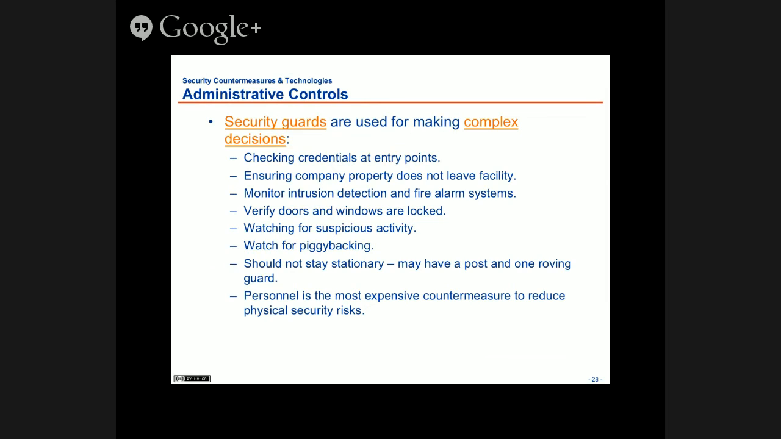And here it says personnel is the most expensive countermeasure to reduce physical security risk. Also, depending on the type of organization, your security guards may be armed, and they may be trained appropriately in physical combat if that should arise.